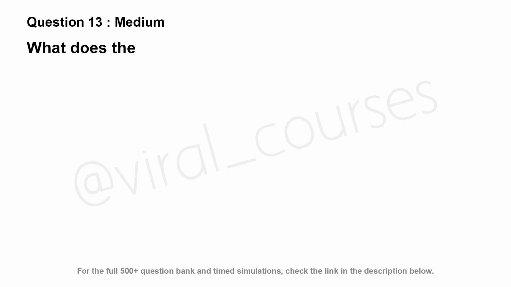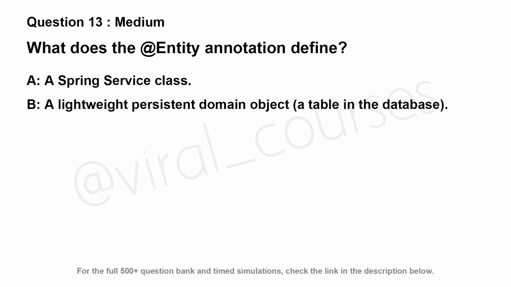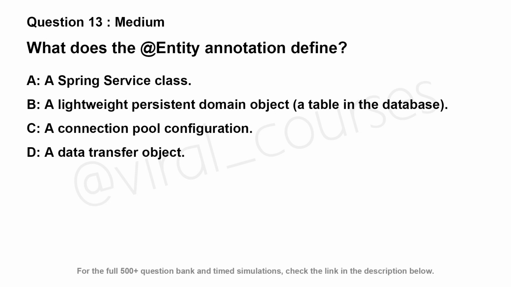What does the @Entity annotation define? Option A. A Spring Service class. Option B. A lightweight persistent domain object, a table in the database. Option C. A connection pool configuration. Option D. A data transfer object.